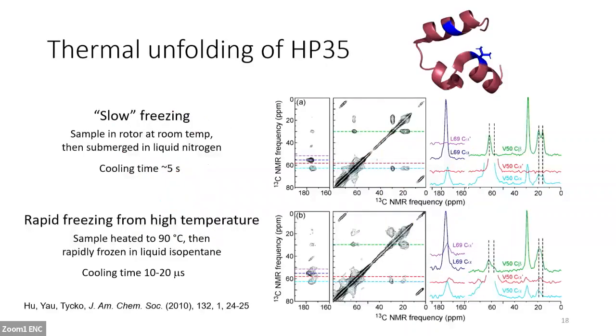So a number of years ago, our lab, Rob's lab, investigated thermal denaturation in HB35 using solid state NMR. In these experiments, a water glycerol solution containing HB35 was heated to 90 degrees C and then rapidly frozen in liquid isopentane. And on the bottom is a 2D carbon-carbon spectrum acquired on this sample. We can compare that to a spectrum acquired on the top, which was acquired on a slow frozen sample. And by that, I mean the water glycerol solution containing the peptide was put in the rotor and dunked in liquid nitrogen, and the rotor froze on a few second timescale, 5 seconds or so.